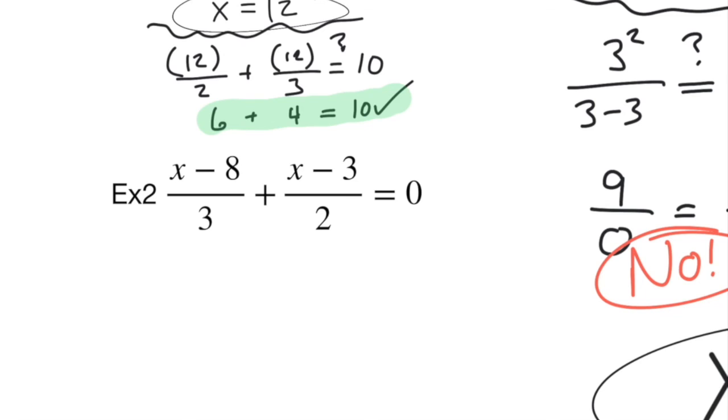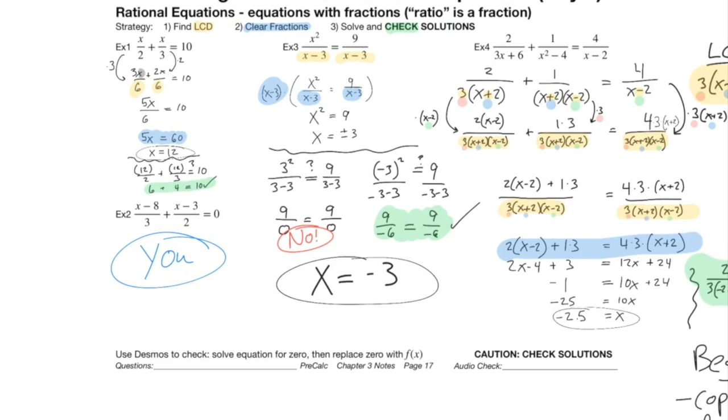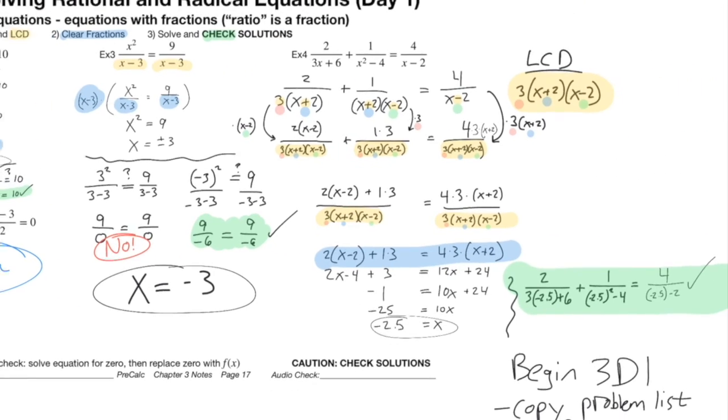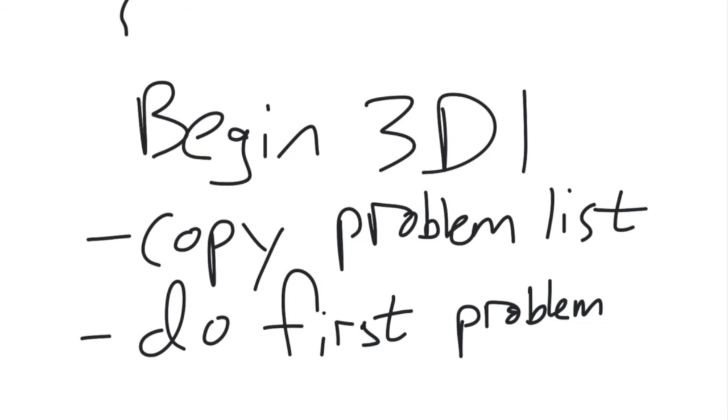I'd like you to try this. Try example 2, and just remember that Little Rock is the capital of Arkansas. Never been there, never even set foot in Arkansas, but Little Rock is the capital of Arkansas, and if you've been there, then you can let me know tomorrow in class. Go ahead and begin 3D1, copy the problem list, and do the first problem.